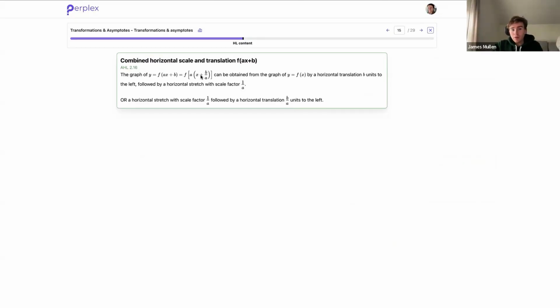So we're now going to talk about graphs or transformations where I'm combining a horizontal scale and a horizontal translation. This honestly is pretty difficult. So if I have a function f, if I'm graphing f of ax plus b, what I want you to first realize is that I can write that as f of, if I factor out a, x plus b over a. All right? Why did I do that?